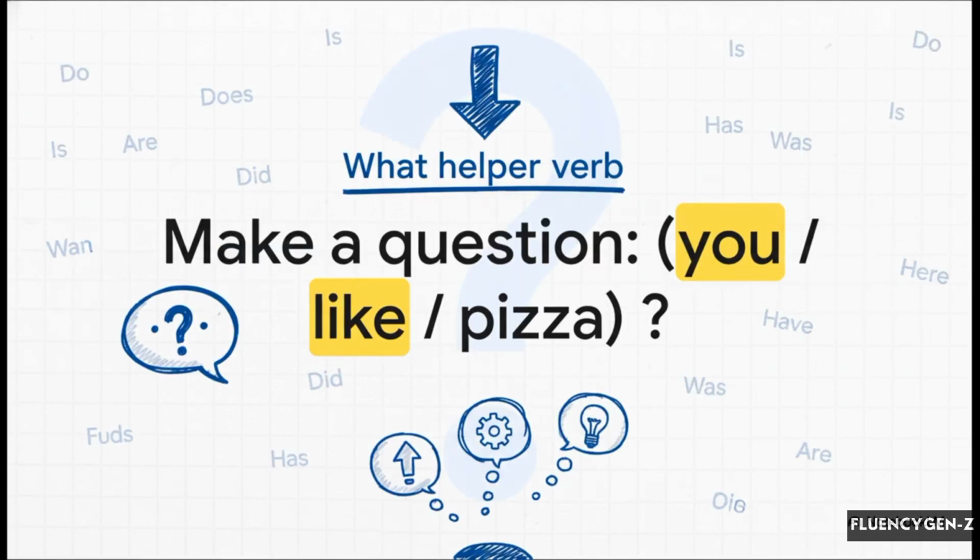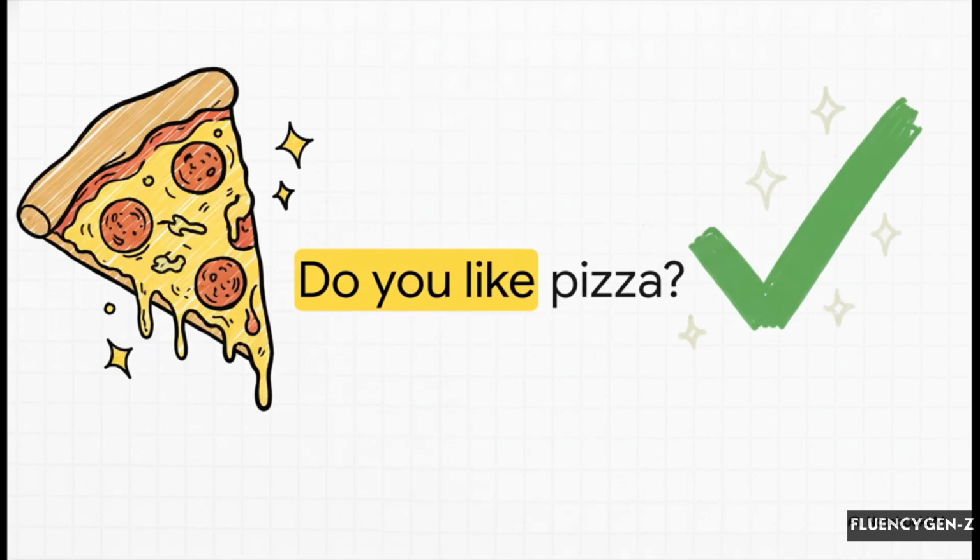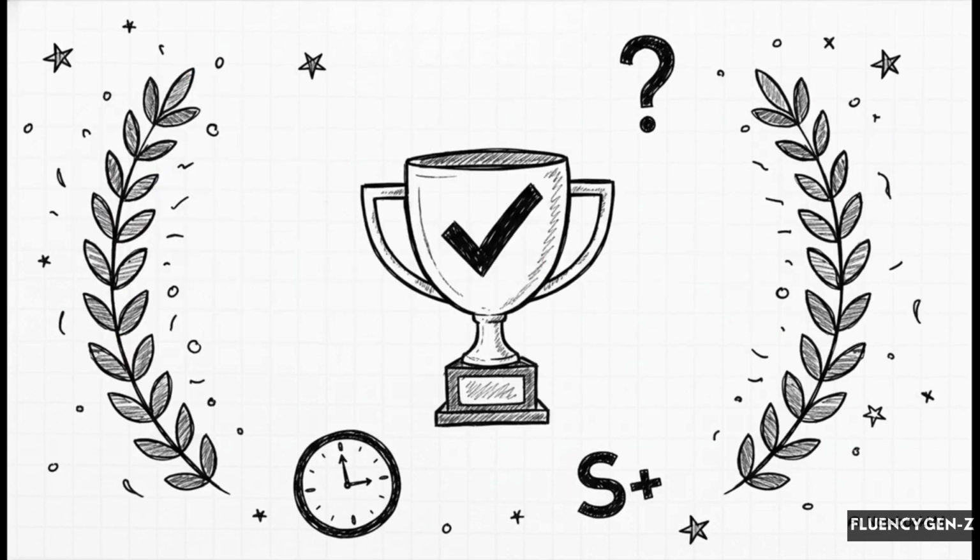All right, next challenge. Can you build a question from these words? Think about it. What helper verb do you need to put right at the beginning? You got it. The subject is you, so the question starts with do. Do you like pizza? Perfect structure. Great job.